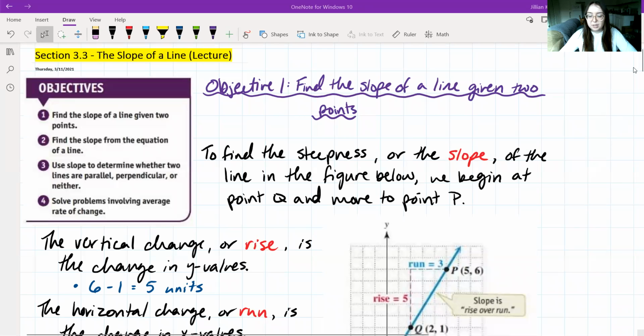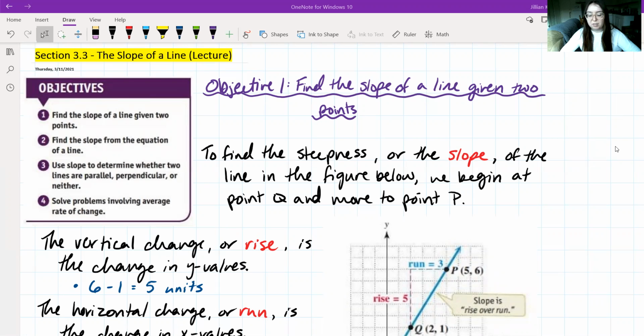Hello everyone, we're going to be going over section 3.3, which is the slope of a line. There are four objectives, the first being to find the slope of a line given 2 points, the second being to find the slope from the equation of a line, the third being use slope to determine whether two lines are parallel, perpendicular, or neither, and 4, solve problems involving average rate of change.